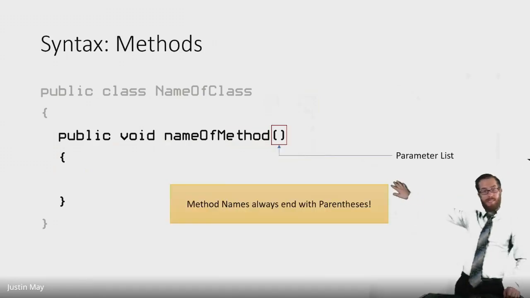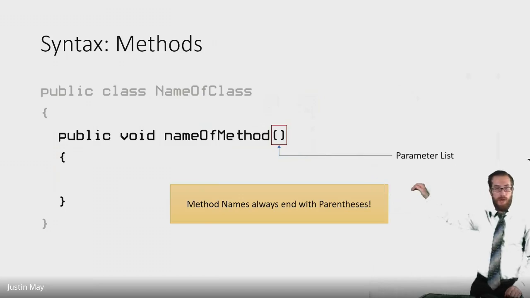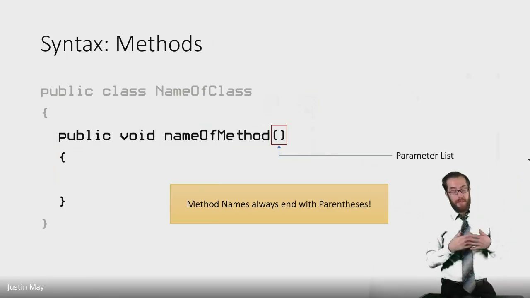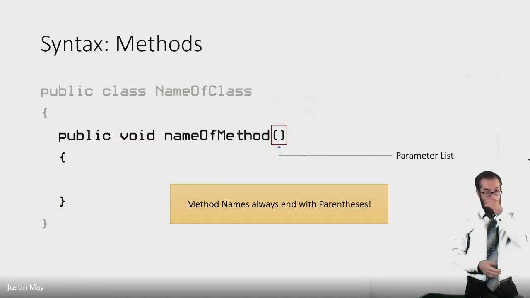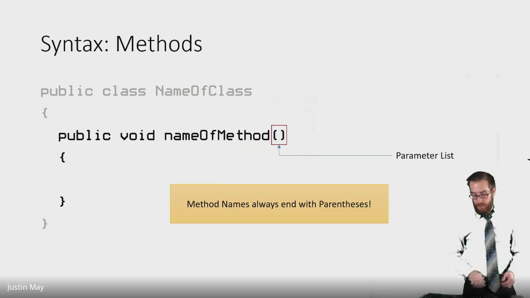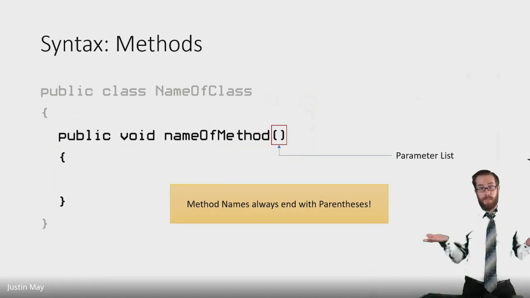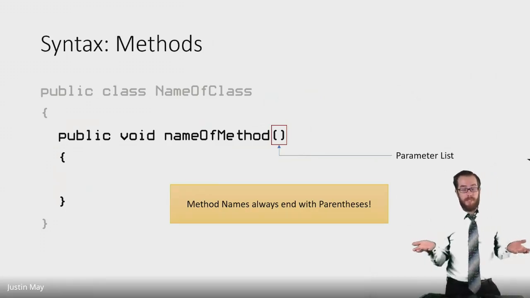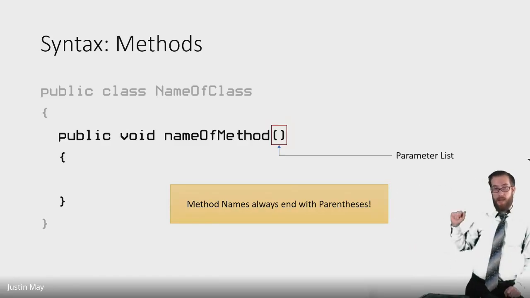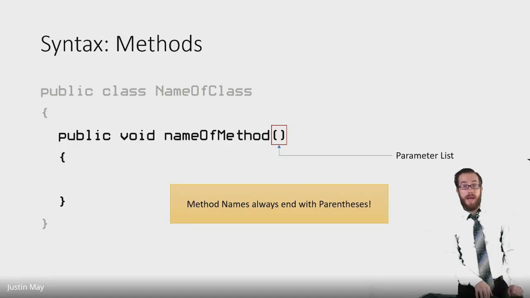Methods always end with parentheses. These are called the parameter list. And sometimes there's nothing in the parentheses. Sometimes there's stuff in the parentheses. But there's always parentheses at the end of a method name. That's how you can tell the difference between a method name and a variable name. Since we follow the same naming conventions, they can look very similar, and you can tell the difference because a method is going to end with parentheses and a variable name will not end with parentheses.